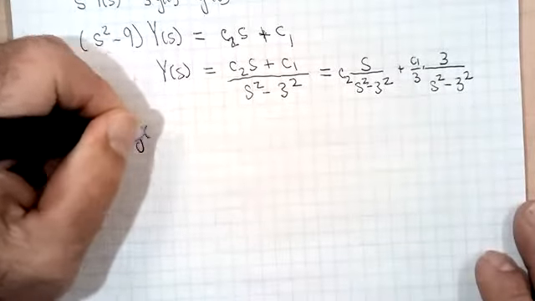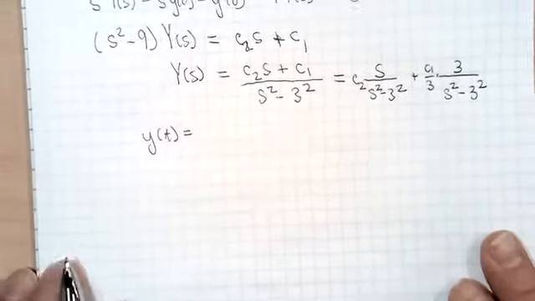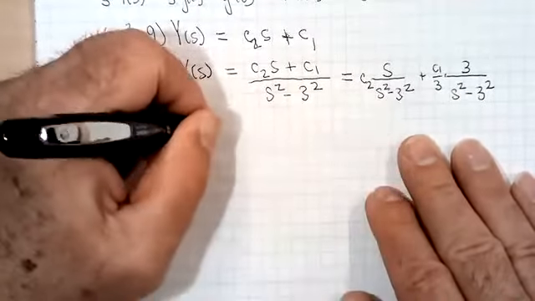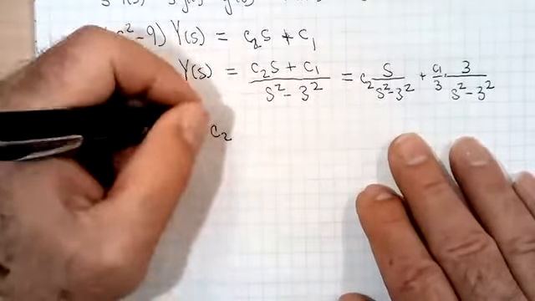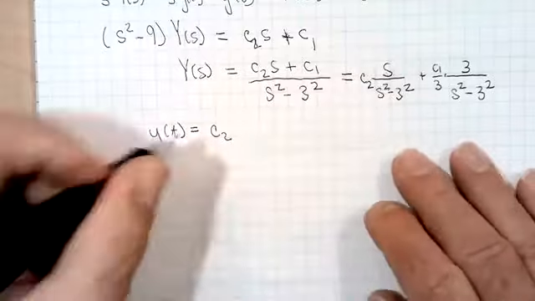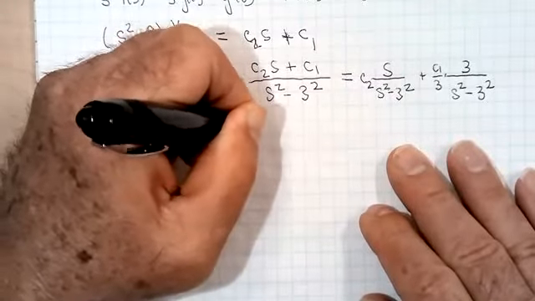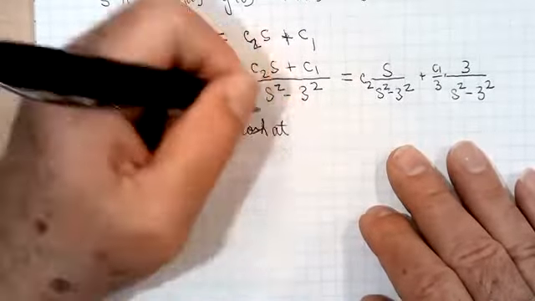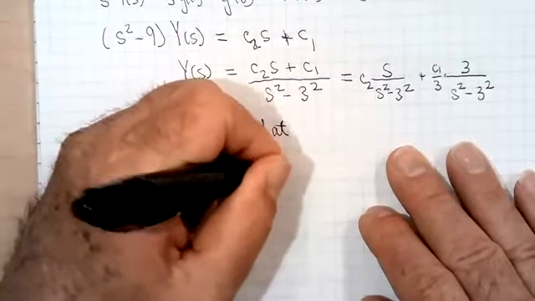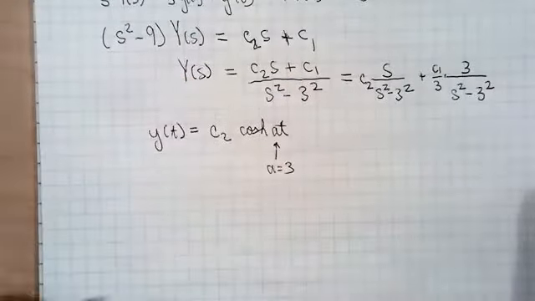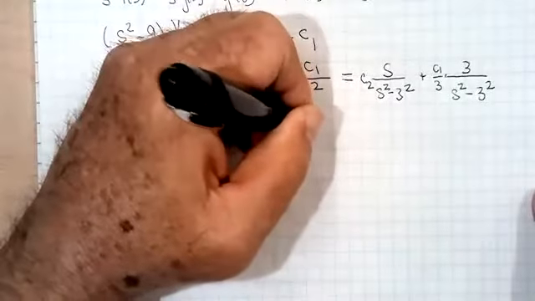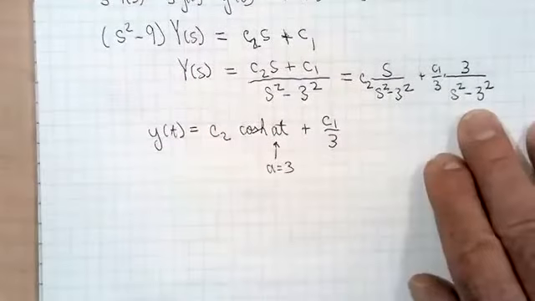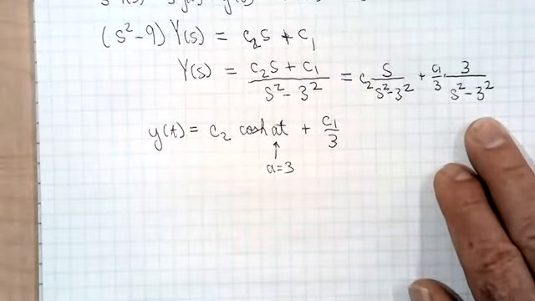And now, taking inverse transforms, what function of t has transform s over s squared minus 3 squared? Well, the answer is C2 goes on to the right, of course. This is an odd function. It came from the even cosh at, 3t. We know what a is. I'll do it that way for now. I'll fix it next step. Plus C1 over 3. And this one came from the sinh of 3t.